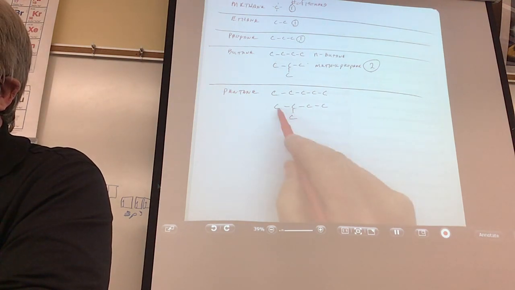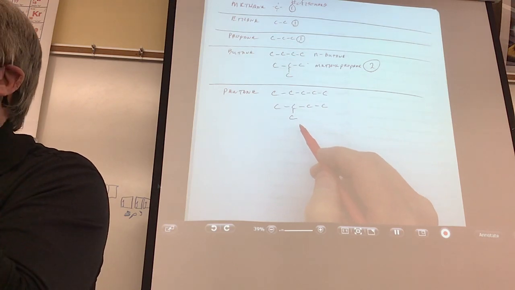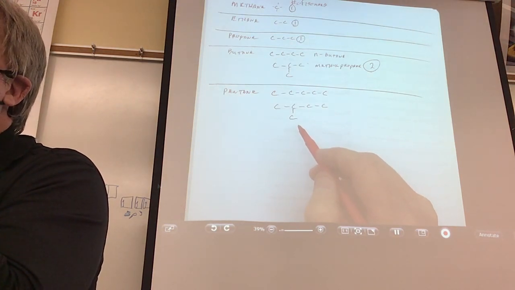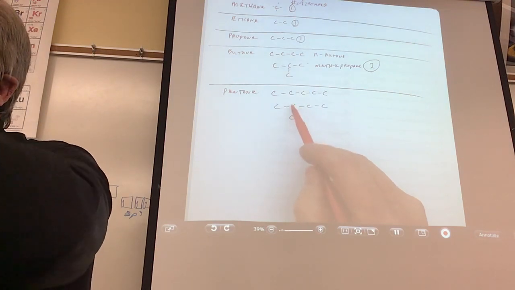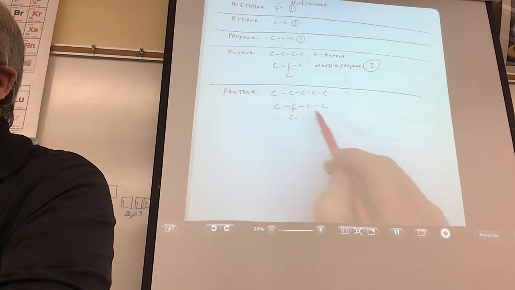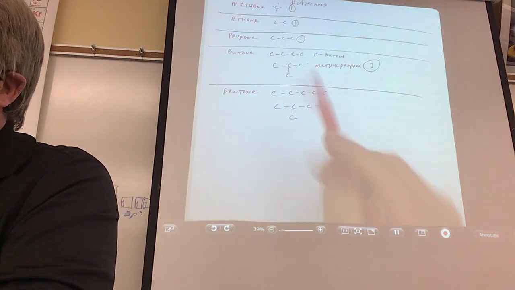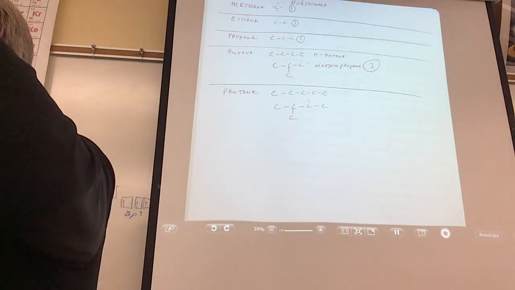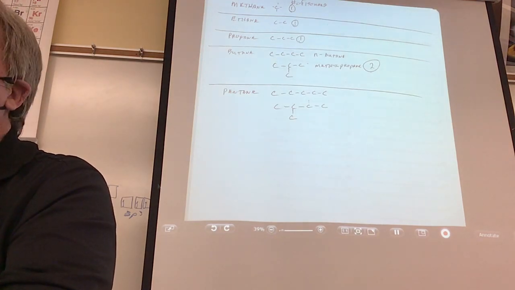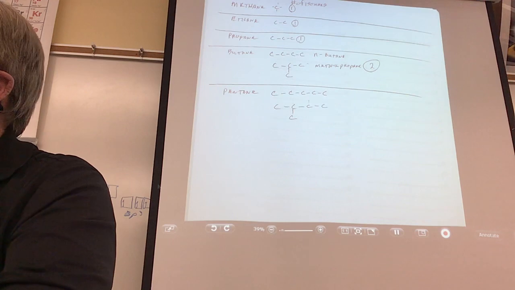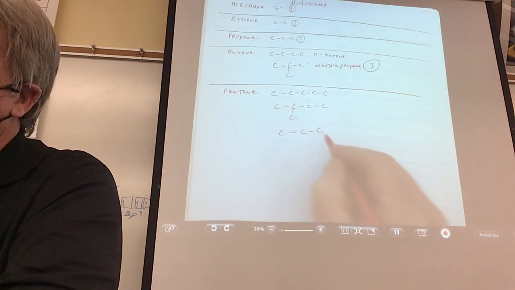Now, this is butane. This is methylbutane, right? Is that the only way you can make methylbutane? Think about it. What if I put it up here? No, same thing. What if I put it over here? No, same one. What if I put it here? No, no. Are you done with the 4 in a row? Yes, you are. You are done with the butanes. Now what?